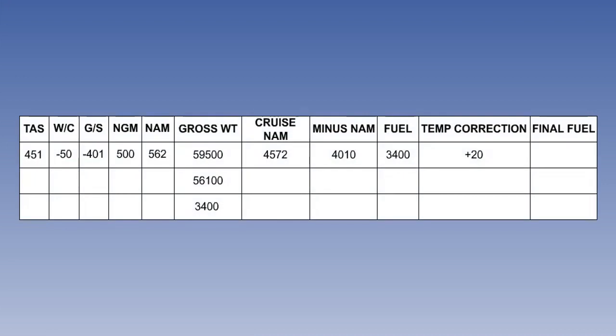In our case, the uncorrected fuel burn is 3,400 kilograms, and the temperature is 10 degrees above ISA. 0.6% comes to just over 20 kilograms. So the corrected fuel for the leg would be 3,420 kilograms.